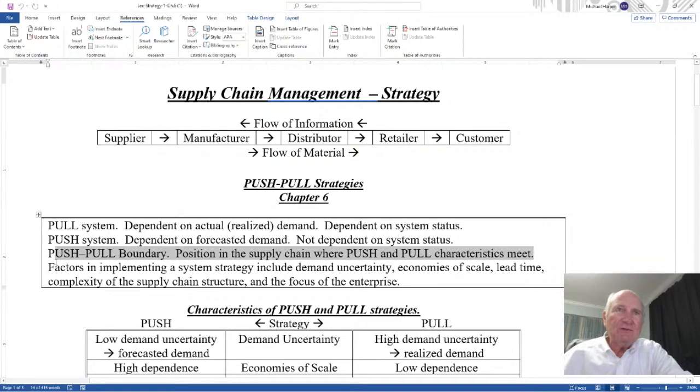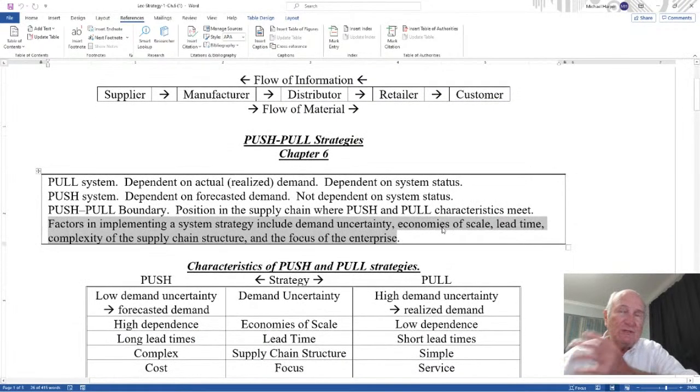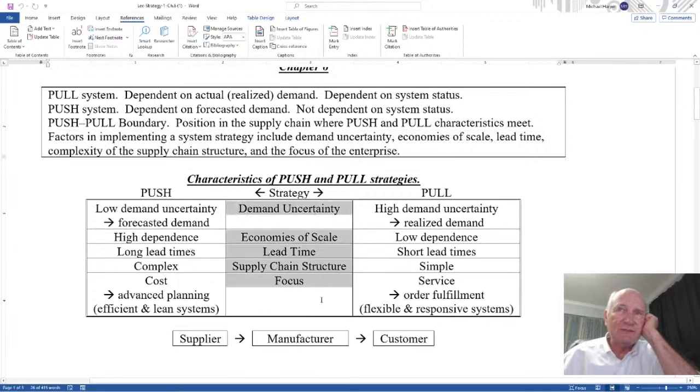Okay, factors in implementing the system strategy include demand uncertainty, economies of scale, lead time, complexity of the supply chain structure, and focus of the enterprise. What is the enterprise really? What's their mission, vision, values? Okay, and so these factors here is what we'll be looking at in chapter 6. Okay, first of all, characteristic of push-pull. These are the main characteristics here.